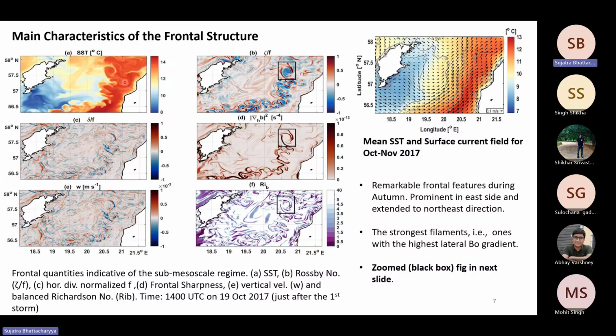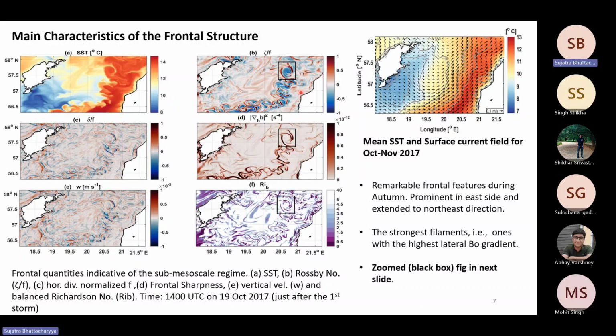So this is just after the storm event on the 19th of October, the first storm event. They have plotted these frontal structures, which are defined by a few parameters, like SST. Then this is the relative vorticity normalized by the Coriolis parameter, which is nothing but the Rossby number. This is horizontal divergence divided by the Coriolis parameter. And this is frontal sharpness, which is the lateral gradient of buoyancy. And this is the vertical velocity at 2 meter depth. And this is the balanced Rossby number.